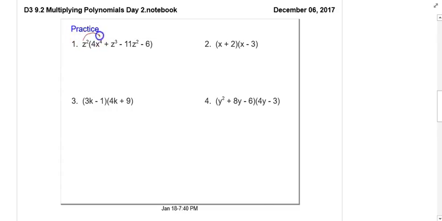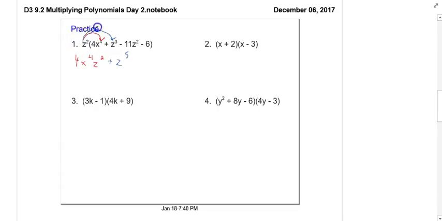Okay, so I'm going to take z squared times 4x to the 4th. Well, I can't really do anything with any of that, can I? So I'm just going to write them all down. So I'm going to have 4 times x to the 4th times z squared. And I'm going to write them in the correct order, alphabetical order. Okay. Then I have z squared times z to the 3rd, so it'll be plus z to the 5th.